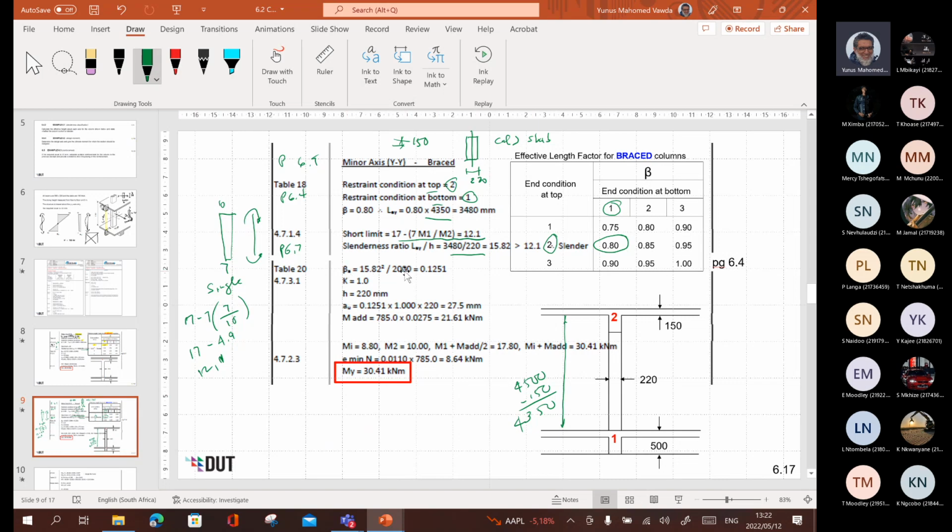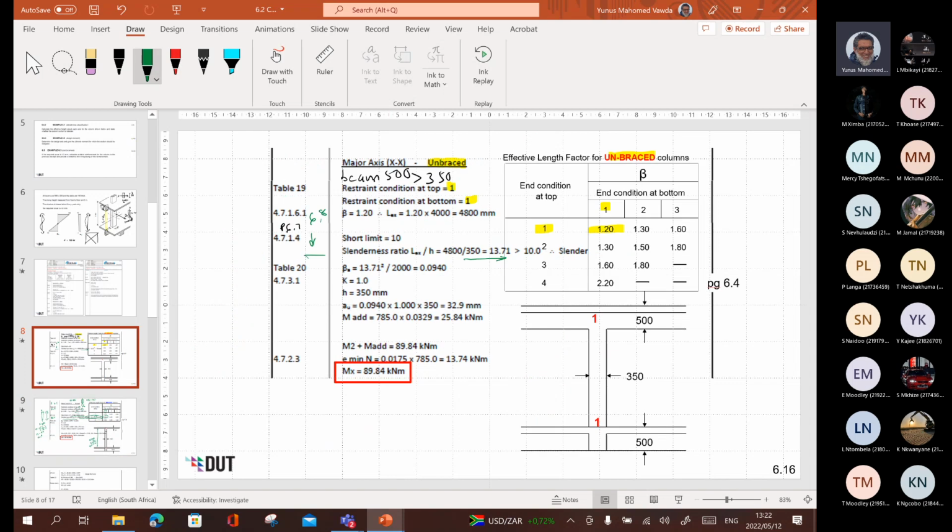All right, beta A, 15.82 squared. We'll come back to this now. This is in the next example. So we completed. What we want to know here is 15.82, therefore it is slender. That's the important thing. It's slender in the YY axis and it is slender in the XX axis as well. Although one is unbraced, the other one is braced. Bottom line, it's slender in both directions. Okay, so that's example 6.1.